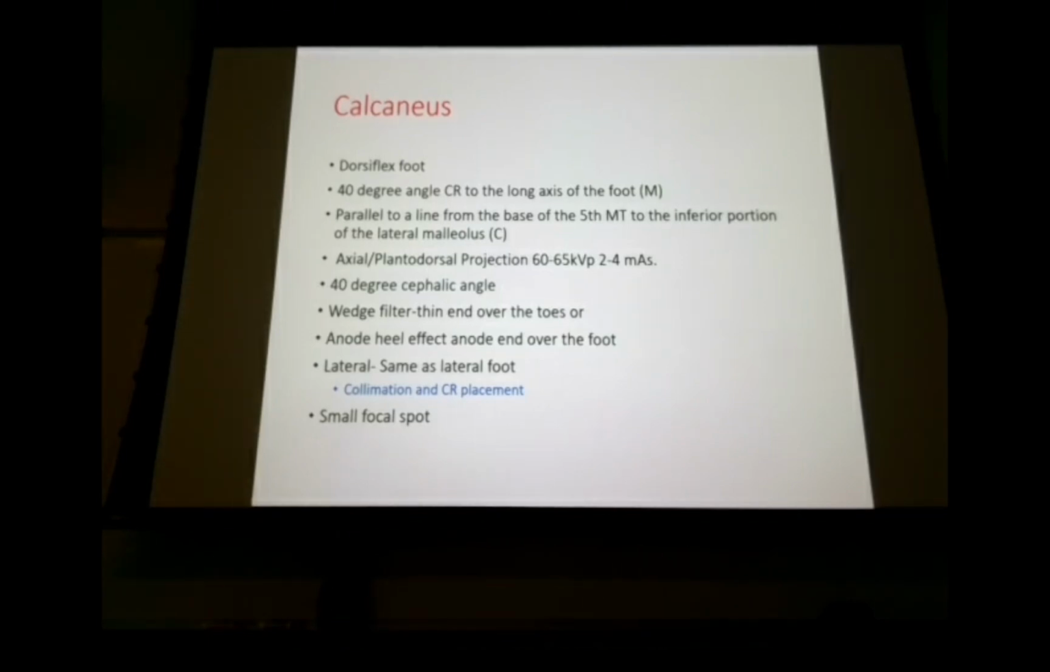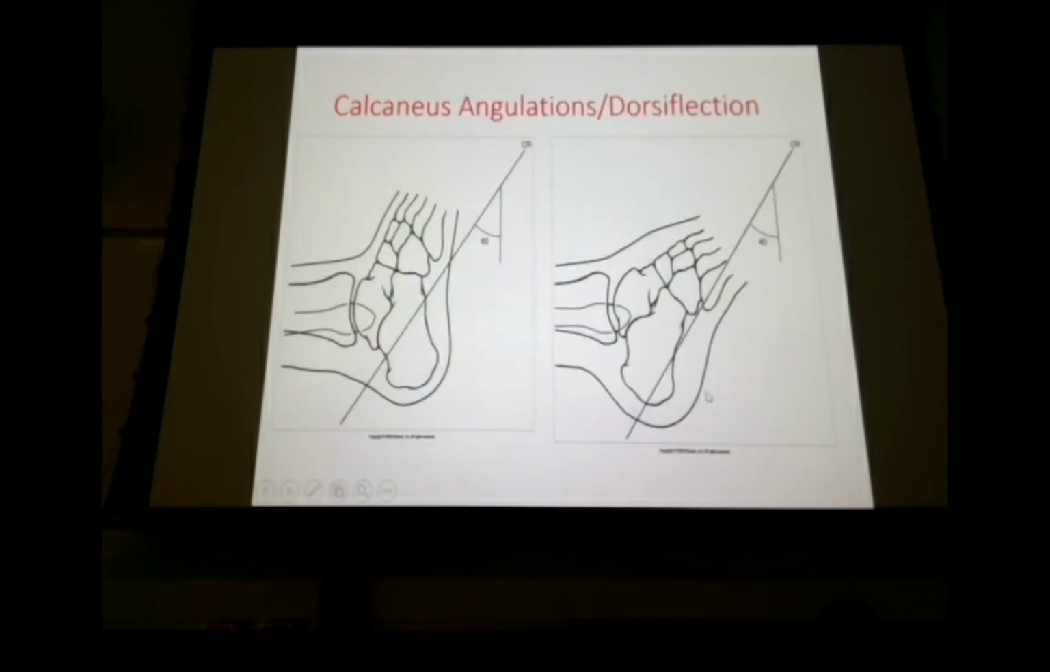What would I use on myself? And then, okay, is this person bigger than me, smaller than me? Adjust accordingly. So again, a wedge filter would be good in this case if you were using some archaic technology. In this case, the thin end would be over the toes and the thick end would be under the heel. The preferred lateral is the same as for the lateral foot. The only difference here is that your central ray, assuming you're shooting medial lateral, is going to be about an inch distal to the medial malleolus, with the small focal spot size.